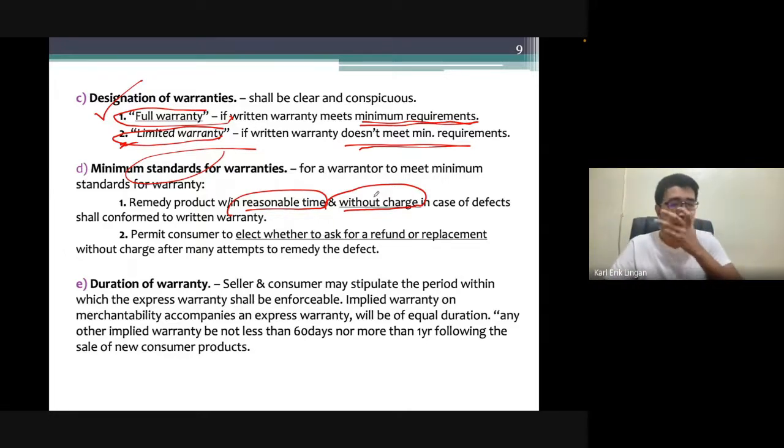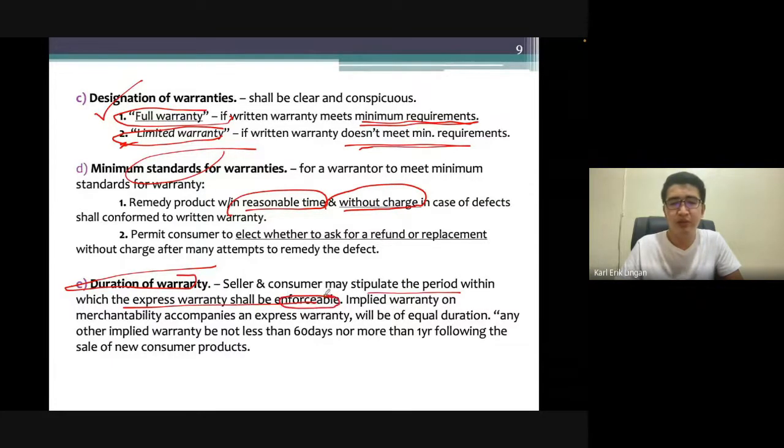This happens. Okay? And then, under RA 7394, there's also a duration of the warranty, wherein the seller and consumer may stipulate the period within which the express warranty shall be enforceable. Okay, merong period.